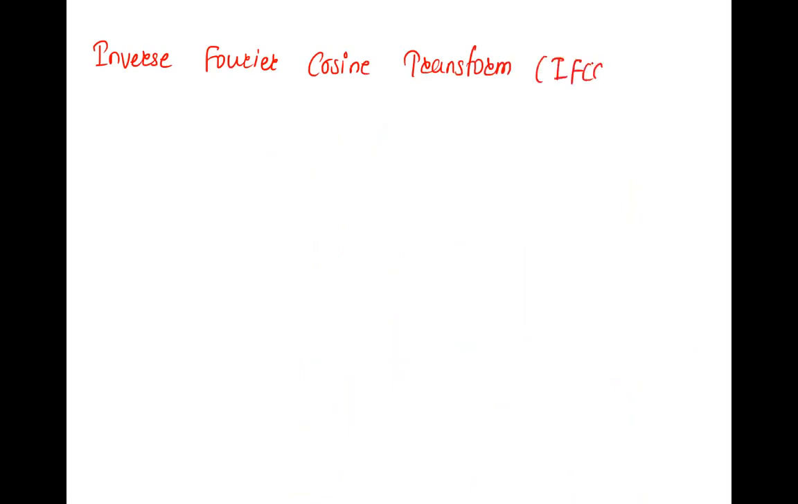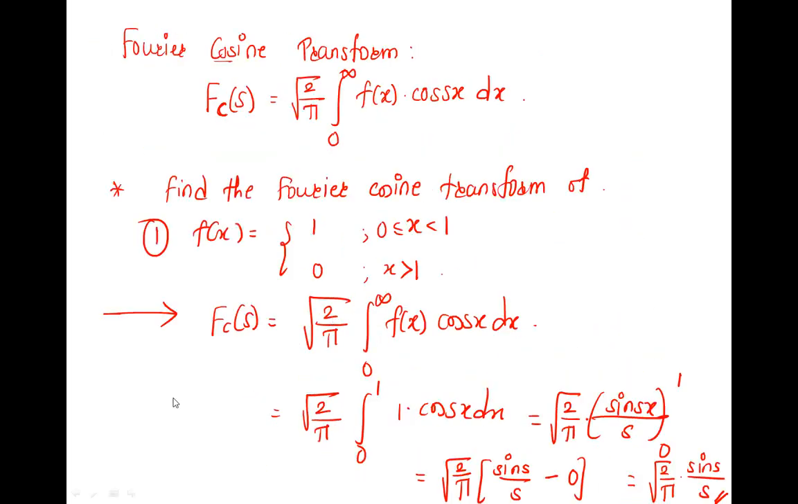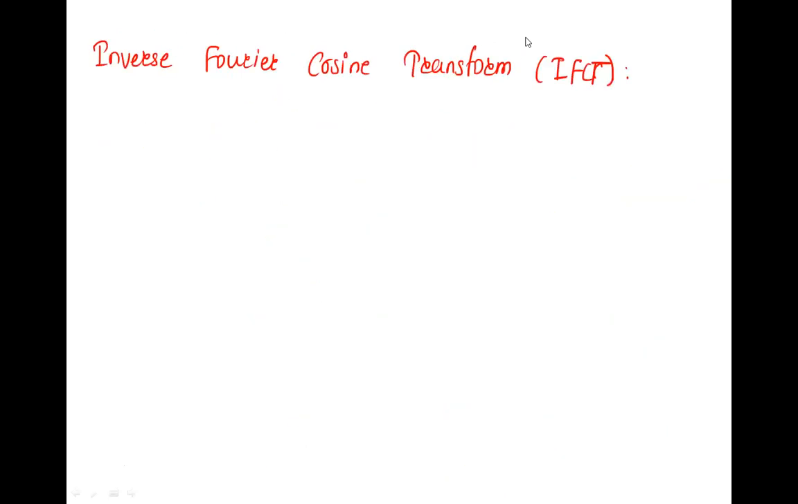Give the heading inverse Fourier cosine transform. It can be IFCT, and the last one can be Fourier cosine transform, FCT. Short forms. Okay, so can you tell me the definition?